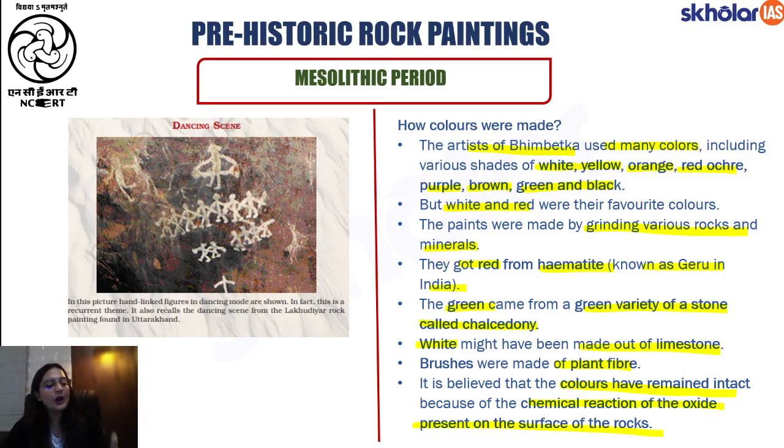तो हमने इस स्लाइड में ये समझा कि कौन से कलर्स मेसोलिथिक पेंटिंग्स बनाने के लिए यूज़ किए जाते थे, इनको कहाँ से ऑब्टेन किया जाता था और क्यों ये इतने लंबे समय तक इन वॉल्स पे टिक गए, because of chemical reaction of oxides that were present on the surface of these rocks.